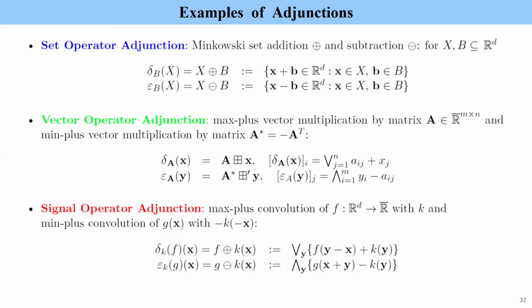So we have seen these two types of adjunctions: the set adjunction of Minkowski addition and Minkowski subtraction, and then the adjunction of max-plus convolution and min-plus correlation. And now, in machine learning, we have a new adjunction: the max-plus product of a matrix A with a vector X, and the min-plus product of a matrix A star with vector Y. If we formulate them correctly, then these vector operations actually become adjunctions.